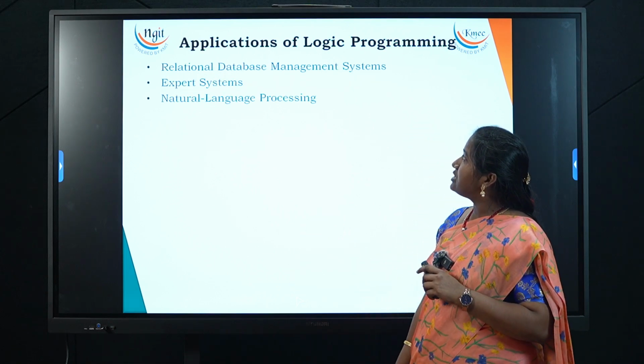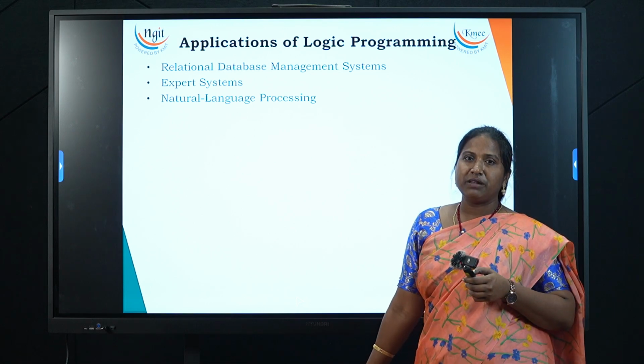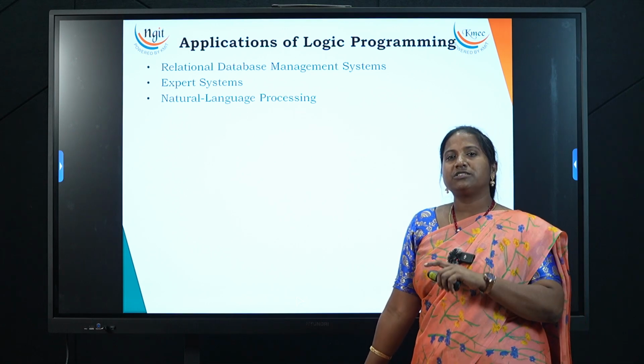So these are the applications of logic programming: relational database management systems, expert systems, natural language processing. So this is about Prolog.